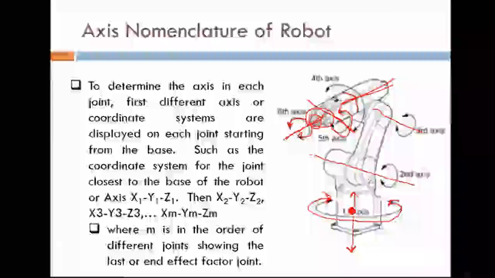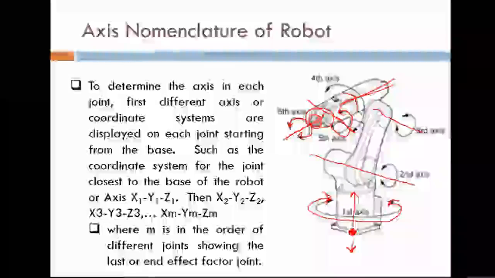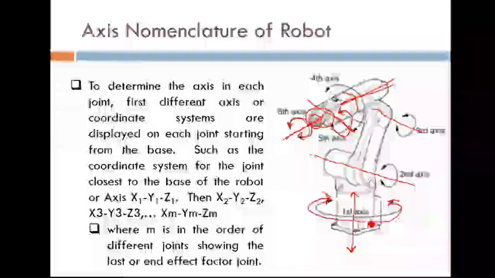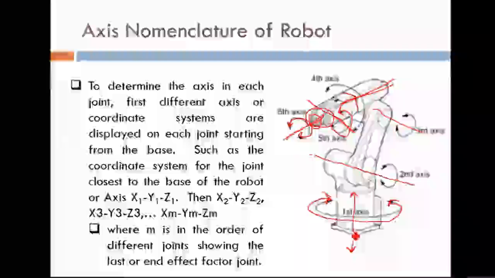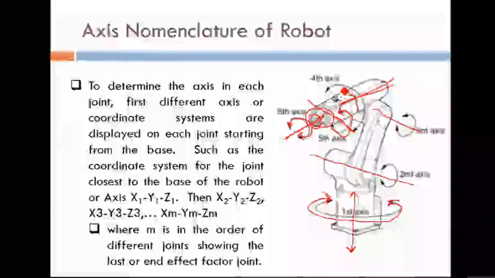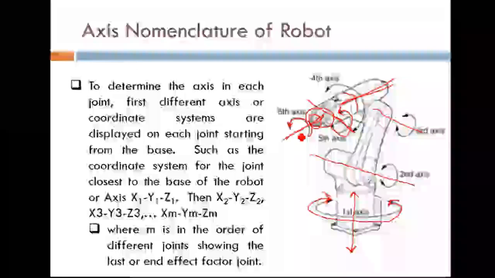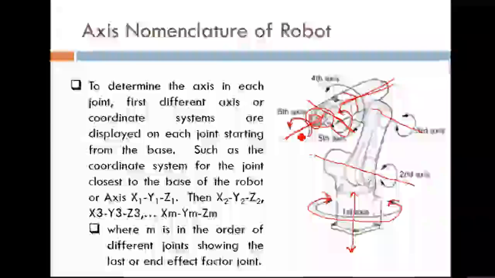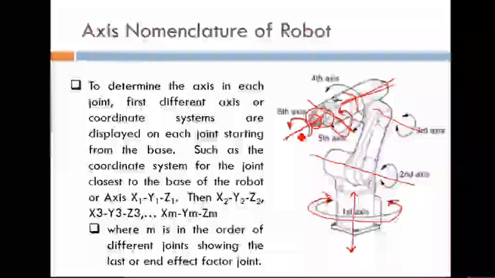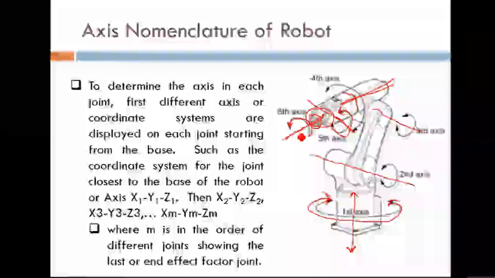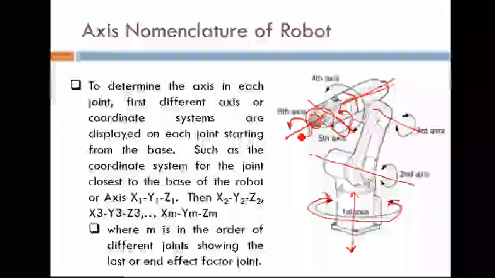Please count the total number of axes in this robot. The first axis 1, the second axis 2, third axis 3, fourth axis 4, fifth and 6. It has a total of 6 axes. So this robot is called a 6-axis robot.